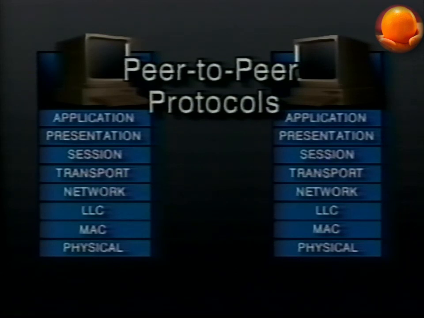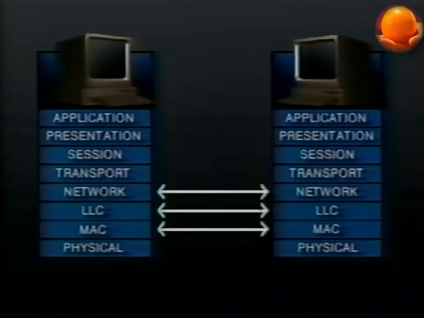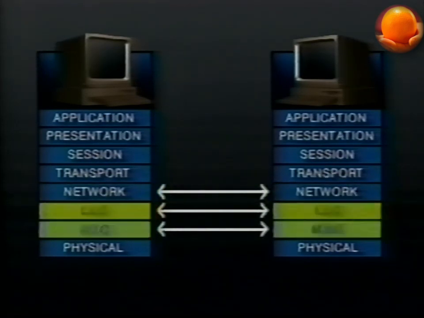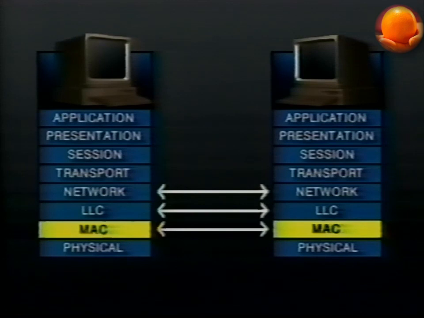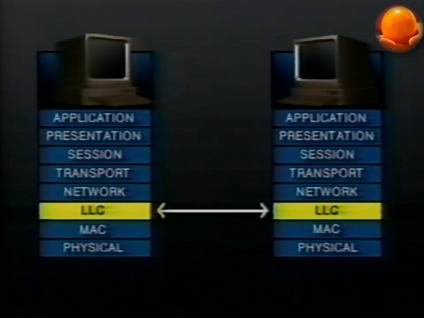Peer-to-peer protocols describe the interactions that take place between complementary layers in two communicating stations. These are defined in terms of data unit exchanges that involve the transfer of both data and control information. A separate peer-to-peer protocol operates between pairs of the network layer, the LLC sublayer, and the MAC sublayer. The peer-to-peer protocols described in this course are those that operate between LLC sublayer entities.